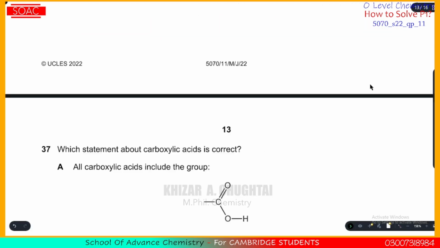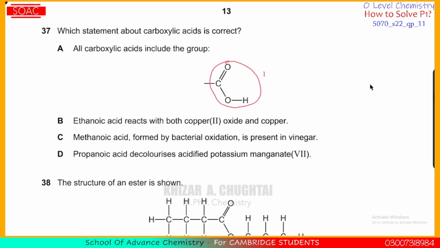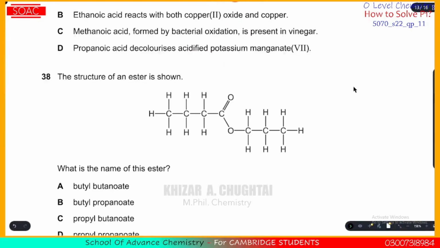Question number 37. The statement about the carboxylic acid is correct. All carboxylic acids include this group. Yes, it is true. This is highly true, so no need to check the other options.